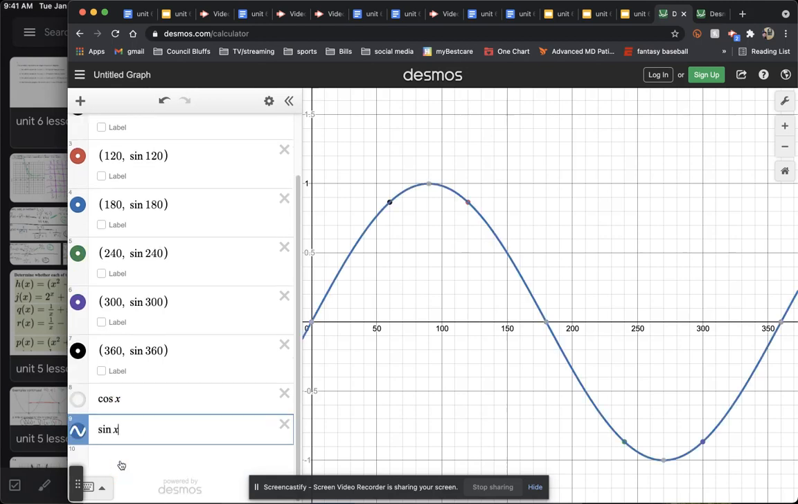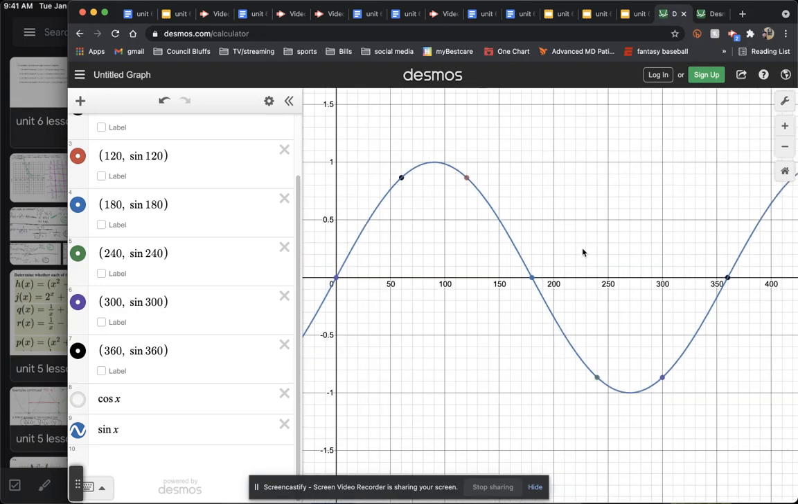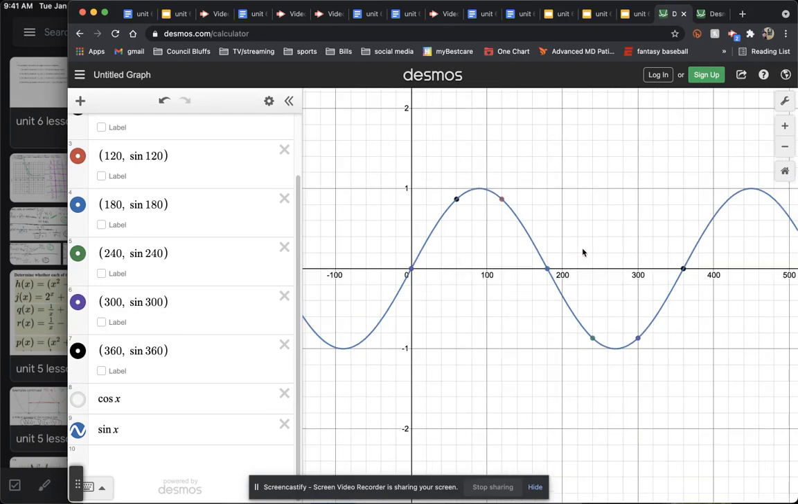Just putting in sine and cosine. And if I type in sine x, notice it connects the dots here. Let me zoom out just a tad so you can see all the points there. Okay, so notice it puts those points. So notice cosine and sine. The red graph in this case is cosine. The blue graph is sine. Notice they're basically the same graph. One is just shifted over a little bit.